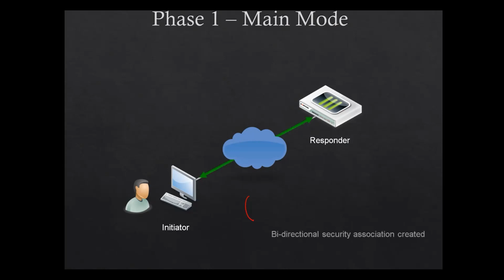Please remember that. All right, so now you can see the bidirectional security association created. The bidirectional security association gets created only on phase 1. Please remember, only on phase 1 you have a security association which is called bidirectional. Bidirectional means the same tunnel will be used for sending the traffic, and the same tunnel will be used for receiving the traffic. Clear to all of you? Yes or no?